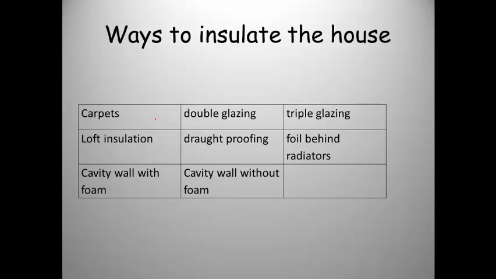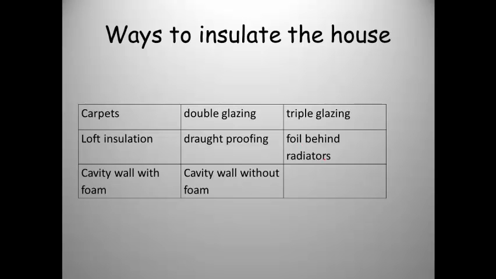So obviously carpets will stop conduction, so will double glazing and triple glazing. Loft insulation will stop conduction. Draft proofing will stop convection, because underneath the doors you can get draft excluders, and they stop convection currents because obviously air can move. So any movement of air talks about convection.